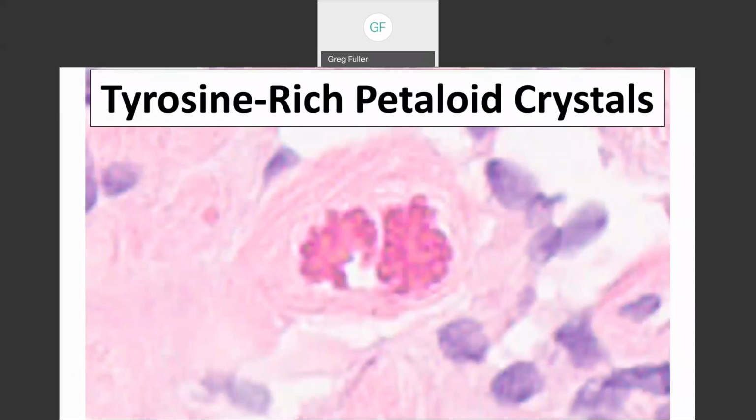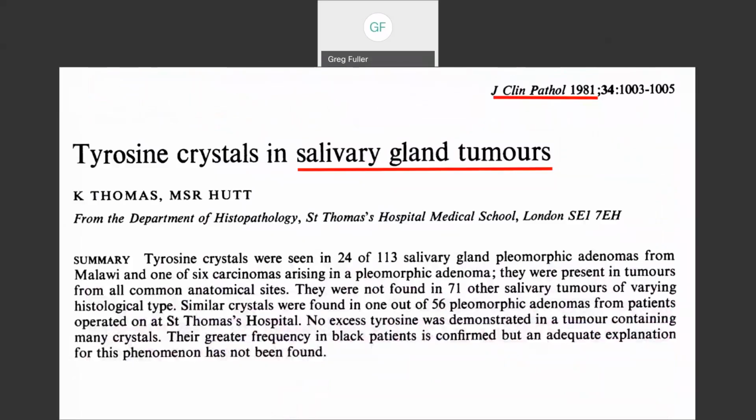These are tyrosine rich, and that's only because the initial detection technique detected tyrosine. Basically, it's proteins, amino acid rich, because that's based on the assay. All right, tyrosine-rich petalloid crystals, initially described in salivary gland tumors. Here we go, Thomas and Hutt, J Clin Path 1981, tyrosine crystals in salivary gland tumors. This is 24 of 113 salivary gland pleomorphic adenomas, and so on.